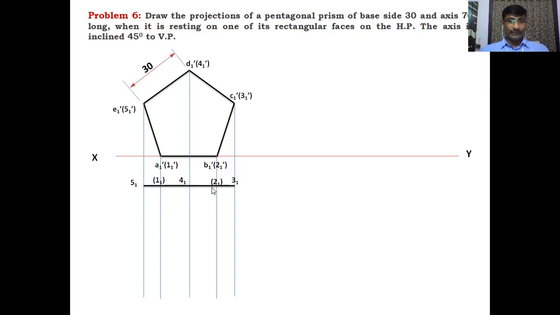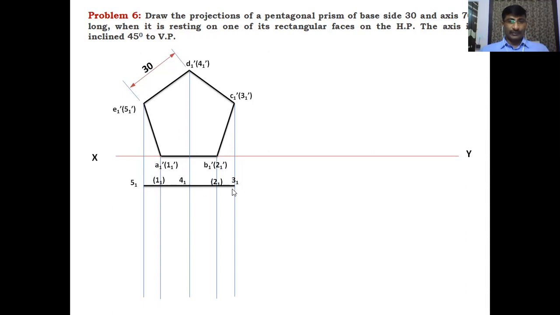So 2 is also in the bracket, and 3 is a visible corner. 4 is also a visible corner. 5 is also a visible corner when we're looking from this side. Okay, when we're looking from this side, these 5, 4, 3 are visible, and 1, 2 are invisible.